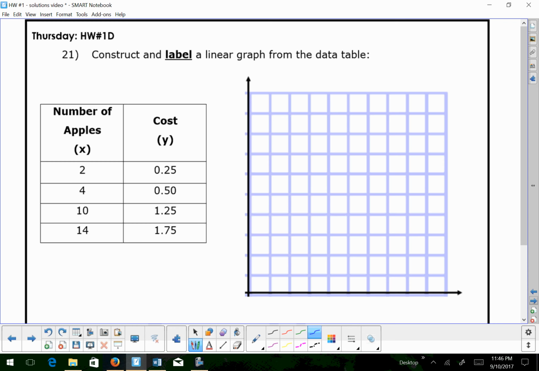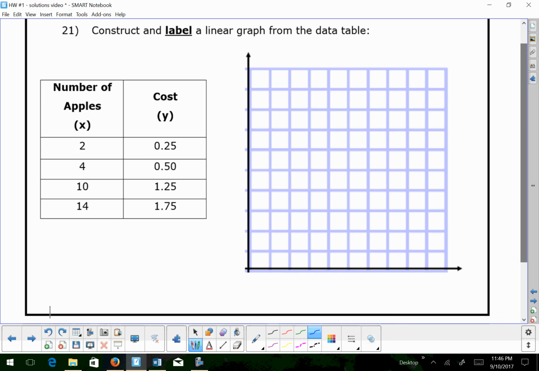All right, now for the Thursday box. How to construct and label a linear graph from the data table. Well, first you have to know what you're going to be graphing. Number of apples, and then the cost of all of those apples. So we're going to label our axes first. So here we're going to put on our x-axis the number of apples. And then on our y-axis, we're going to put the cost.